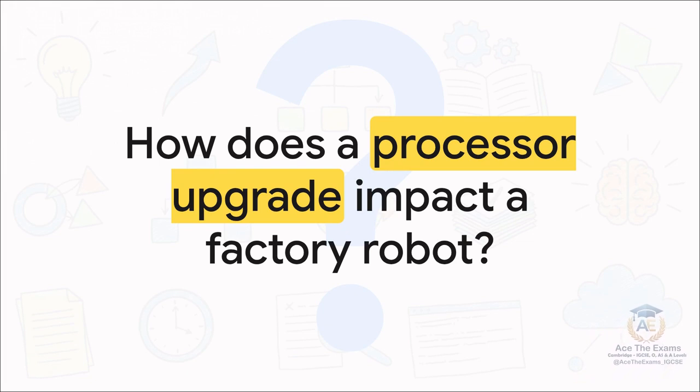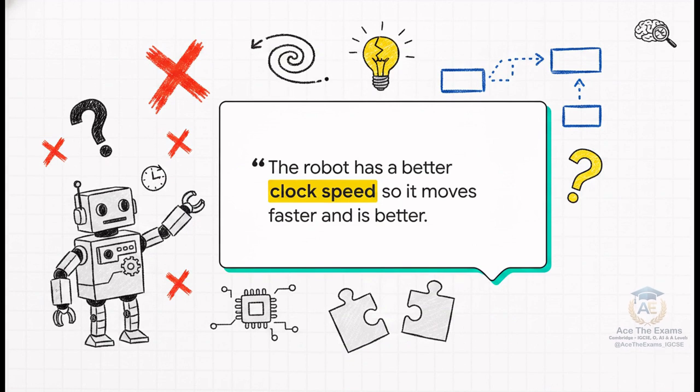Well, let's take a look at how a typical student might tackle this one. Take a look at this student answer. The robot has a better clock speed, so it moves faster and is better. I want you to literally pause for a second right now. Play the role of the strict examiner. Can you spot exactly why this new answer is fundamentally flawed? What crucial elements are just completely missing from this explanation?